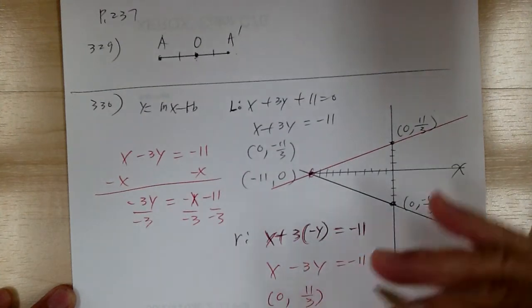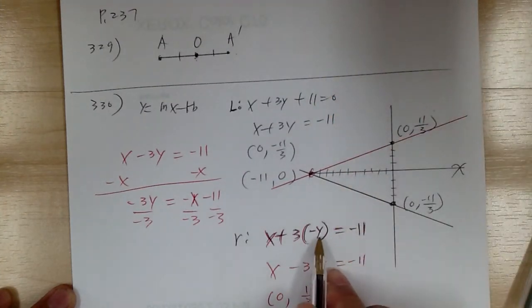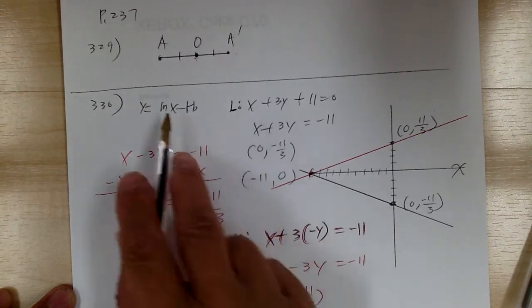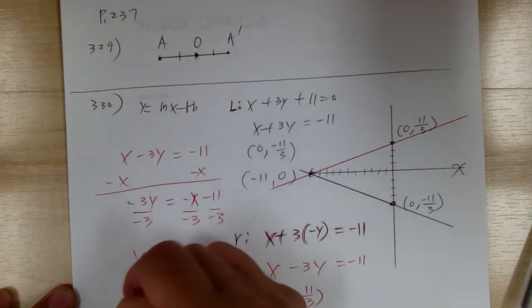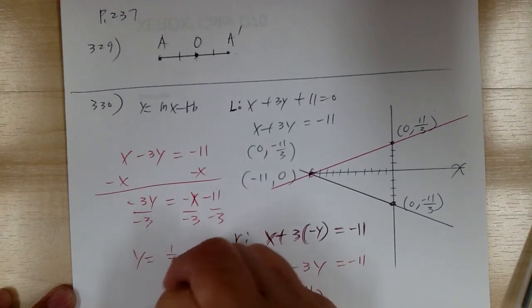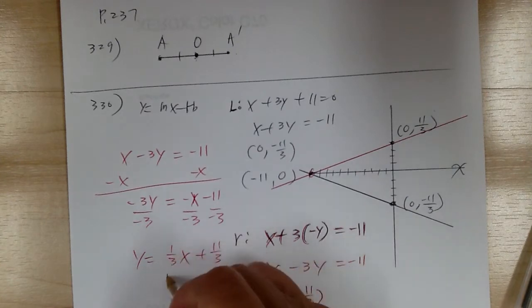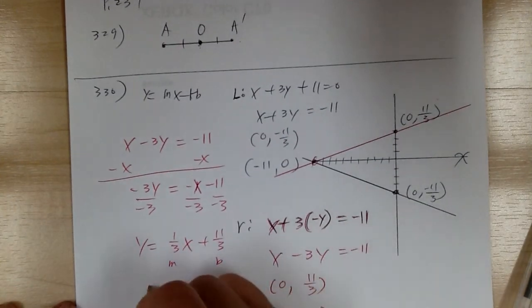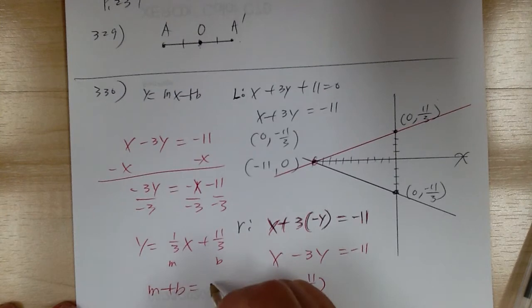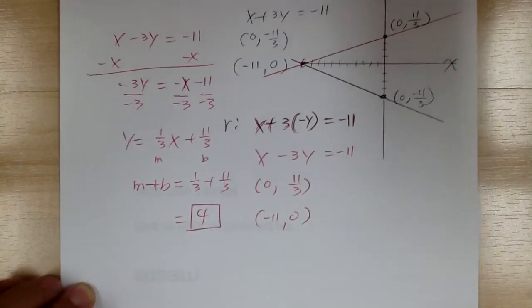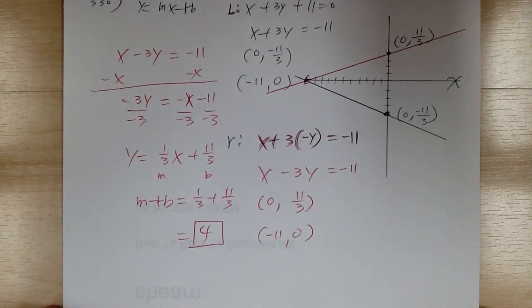Again, when you reflect over the x, the y becomes negative y, and you get this equation. From there, you can put it in this form. So you got y equal to 1/3 x plus 11 over 3. That's your m, and that's your b. So m plus b will equal 1/3 plus 11 over 3, which will equal 4. And that's it for number 330.